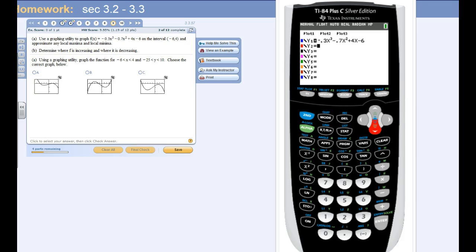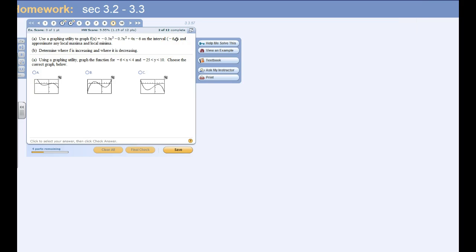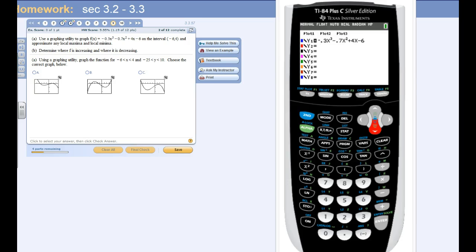The first thing that it asks you to do is use your graphing calculator to type in a function and look at the maxes and mins between the interval -6 to 4. And they're specifying in Part A that they want you to change your window. So instead of your window setting to whatever it is, let's set it to what they want it to be. So the x min is -6, the x max is 4.